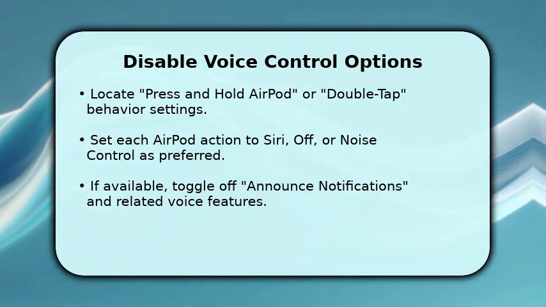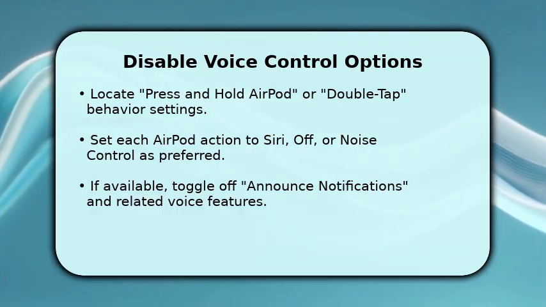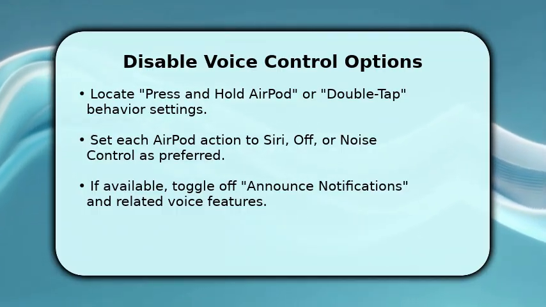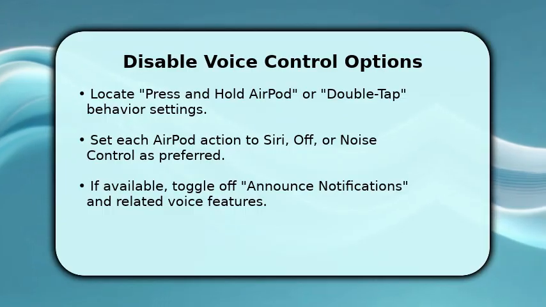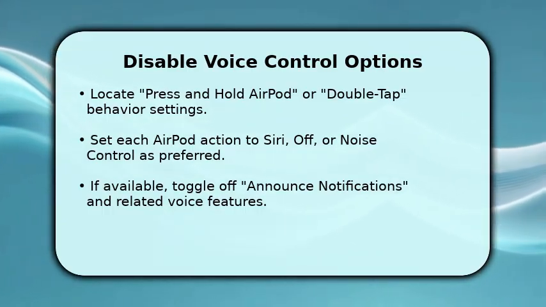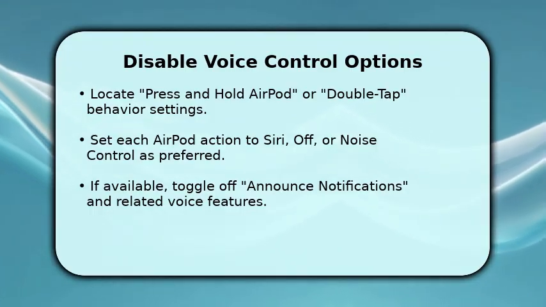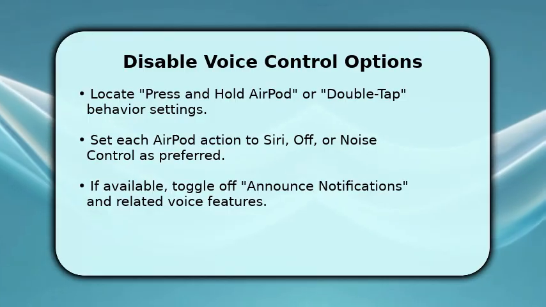Tap each side and choose off or assign a non-voice action like noise control or Siri if you still want assistance selectively. Also check announce notifications and ear detection. Turning them off reduces spoken prompts. Once you switch these, your AirPods won't launch voice control from accidental presses, and the behavior will match.